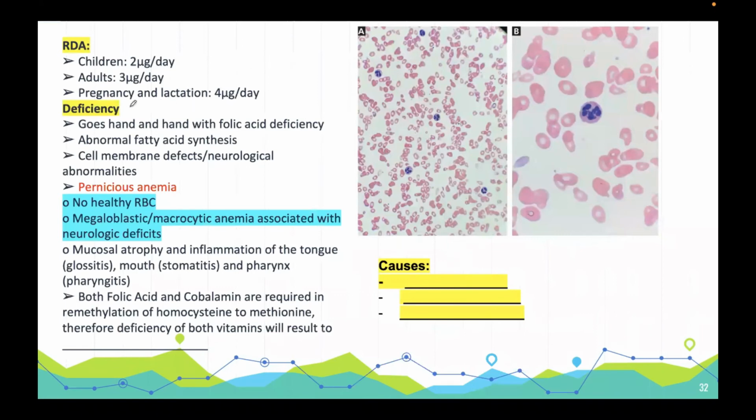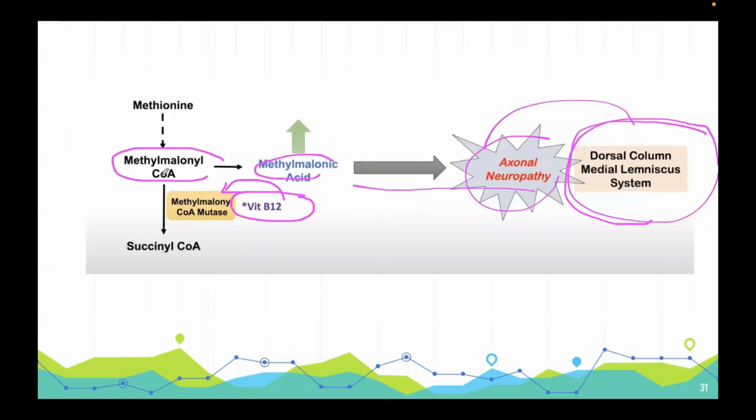So, the deficiency is, it goes hand in hand with your folic acid deficiency. So, matatandaan ninyo sa megaloblastic anemia, meron tayong dalawang vitamins na sinabi na nabanggit kung saan pag deficient yung dalawang vitamins na yon, it can lead to megaloblastic anemia because it has an effect on your hematopoietic stem cells. And anong tawag doon? Vitamin B9 and the vitamin B12. And the deficiency, it affects your abnormal fatty acid synthesis and cell membrane defects of your neurological abnormality. So, kaya po tayo nagkaroon ng neurological abnormalities kasi nga naapektuhan yung ating methylmalonyl-CoA. Nagkaroon tayo ng axonal neuropathy.